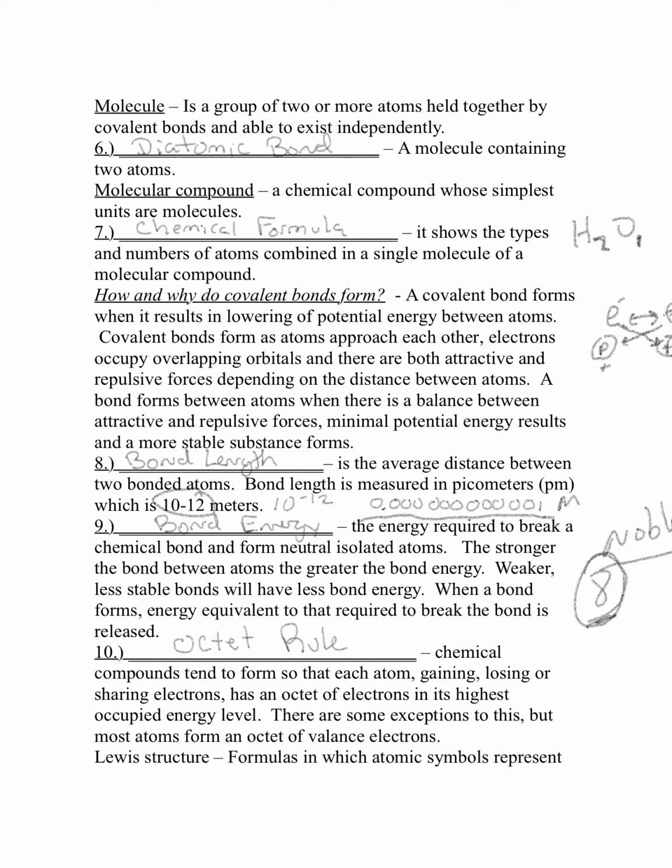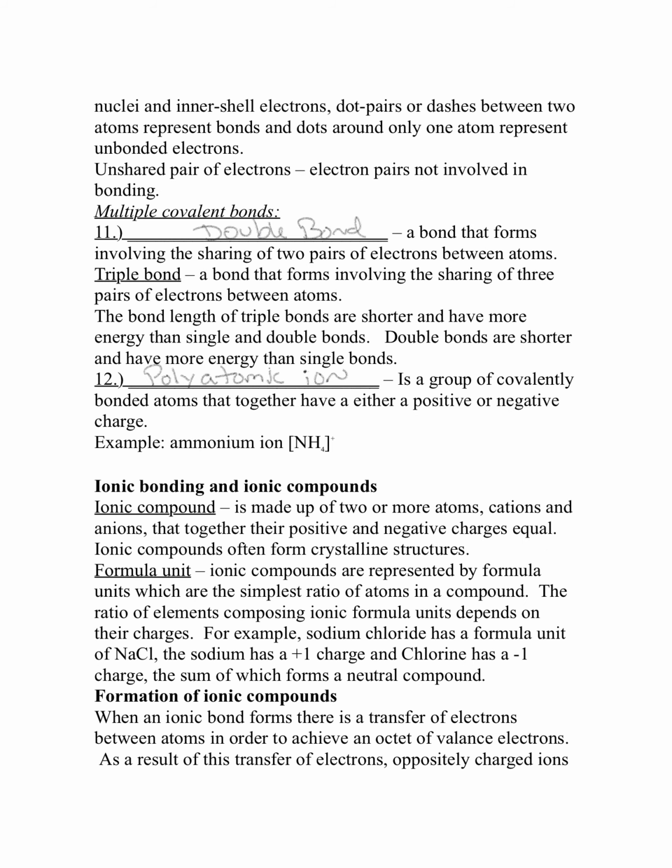Lewis structure: a formula in which atomic symbols represent nuclei and inner shell electrons. Dot pairs or dashes between 2 atoms represent bonds, and dots around only 1 atom represent unbonded electrons. So let me do an example with water. So we said that water is H2O.